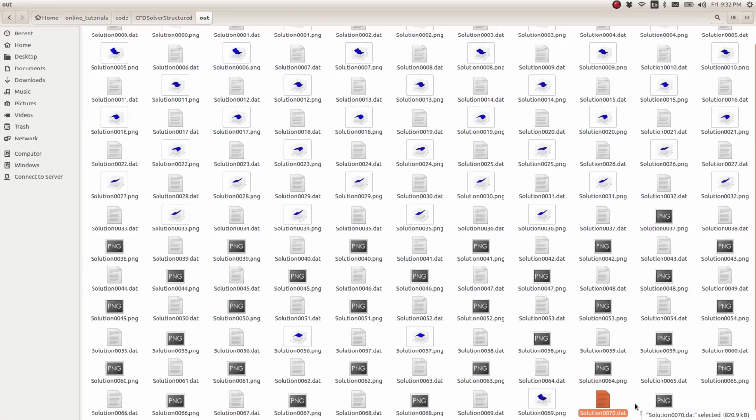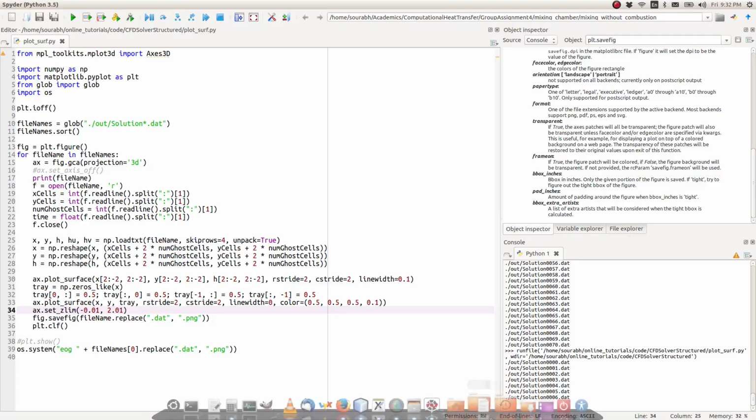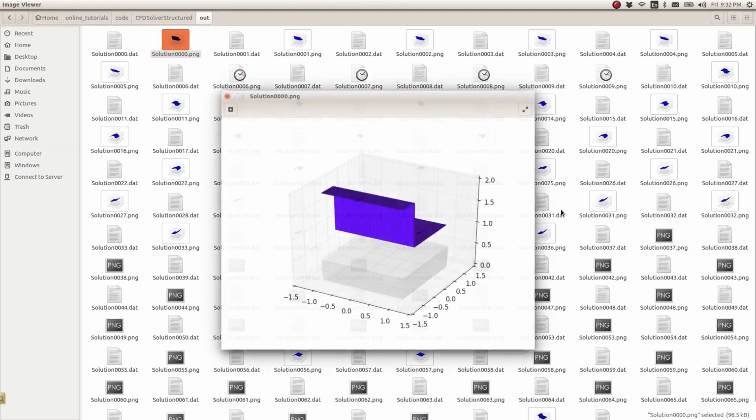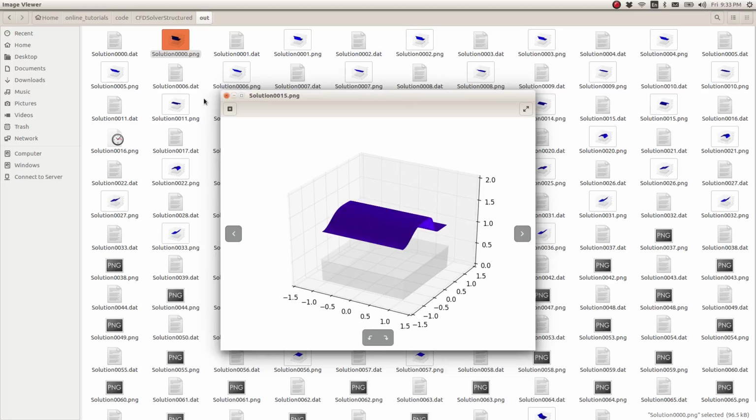Okay, at least it has created the same number of files. And now we will run our plotting code, and the plotting code should now produce the same results but in the other direction. And looks like it is working as expected. Okay, let it finish.